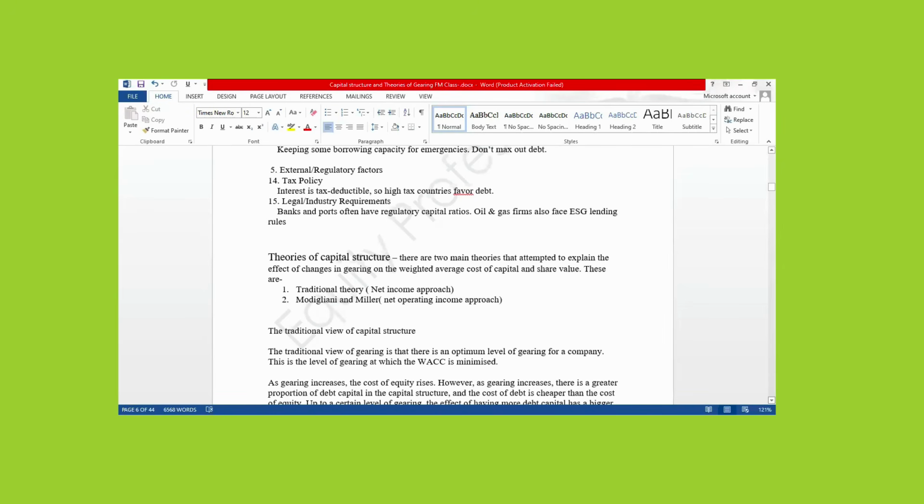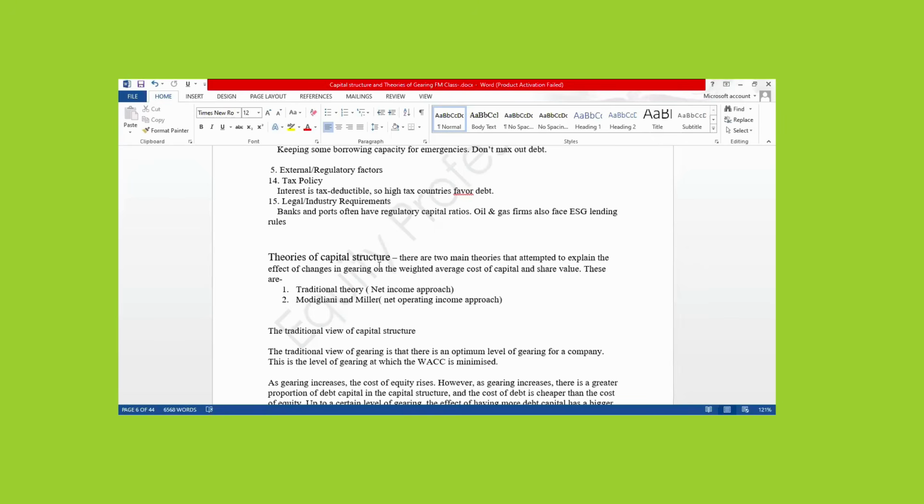To round up our discussion tonight, we shall look at the theories of capital structure. What are we trying to discuss here? The question we are trying to unravel here.